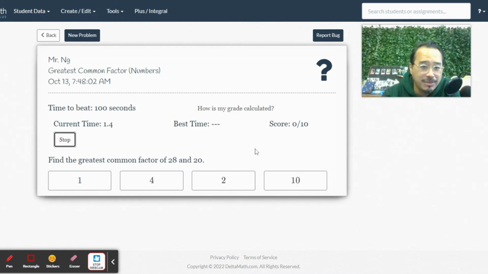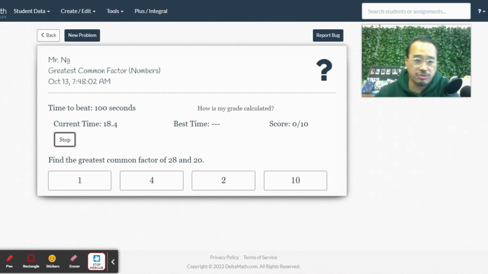All right, greatest common factor between 28 and 20. I'm going to read out loud what my thinking process is, and I would hope that you can try to replicate that. Okay, so let's see. Four. I know four can go into 28 seven times, right? So I'll write it out.